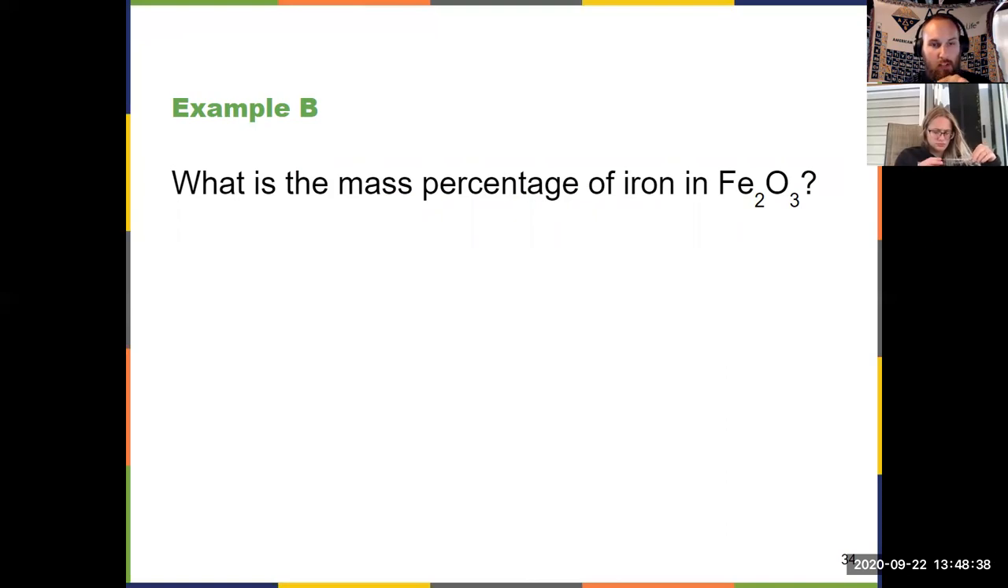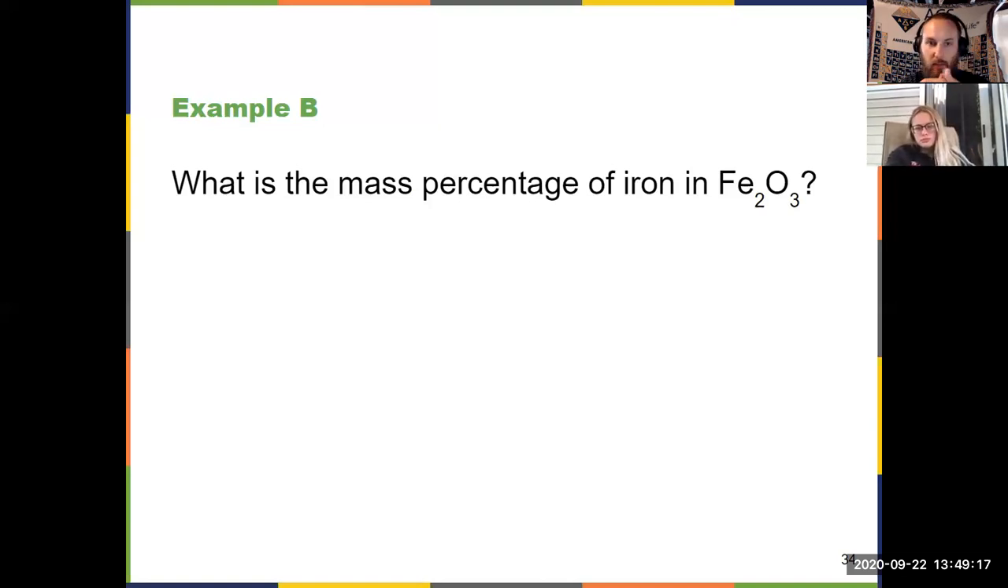As the mass percentage of iron in Fe2O3. How do I do that? Well, first I have to solve for the formula mass. So I take iron, there are 2 of them, so I go 2 times the molar mass of iron. Oxygen, 3 of them multiplied by the molar mass of oxygen, add those up together, that gives me my formula mass. And then I'm asked about the mass percentage of iron, which is all of the iron that's present. So I take the mass of the 2 irons divided by the total formula mass, and you should get a final answer of 69.9% iron in Fe2O3.